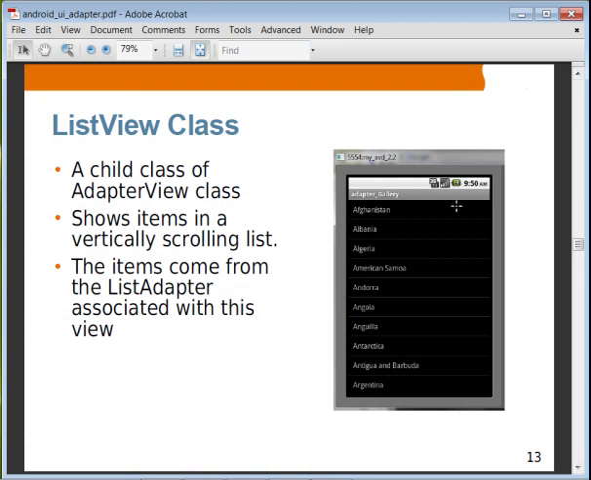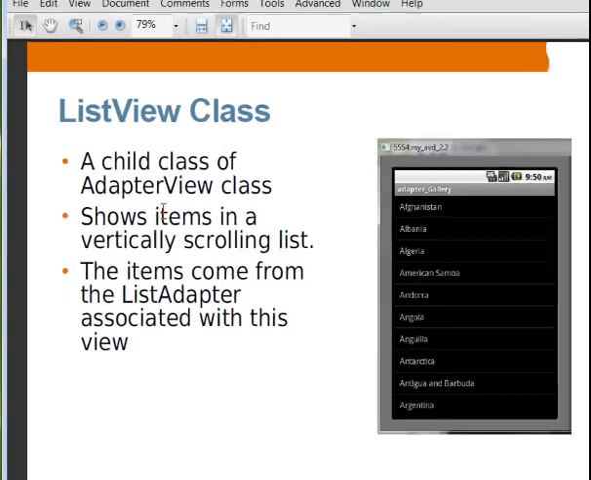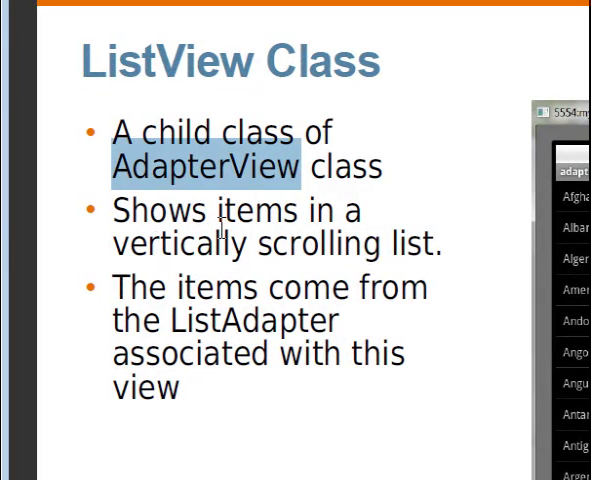So typically this is the list view we're talking about. I'm sure you have seen this one before, right? It is in the form of list items. This is a list view, and a list view has items like this. As I said before, the adapter view class has subclasses, and examples of subclasses are list view, gallery, and things like that. So list view is a child class of the adapter view class.